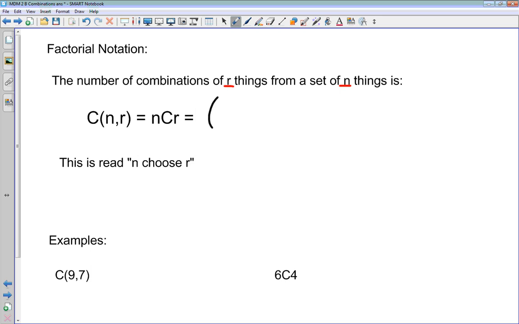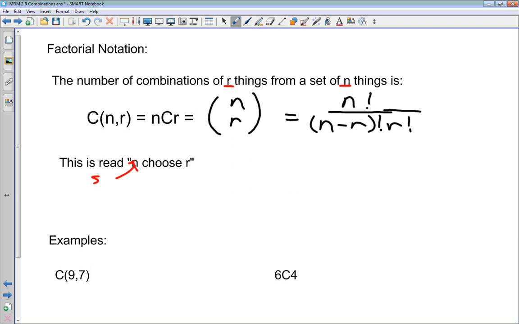The one that we use a lot is n over r, with these big brackets like this. The factorial formula is the same for all of them: n factorial divided by n minus r factorial times r factorial, down on the bottom. And however this is written, we read this as n choose r. So again, n is the number of things in our original set, and r is the number of things in the subsets that we are making.